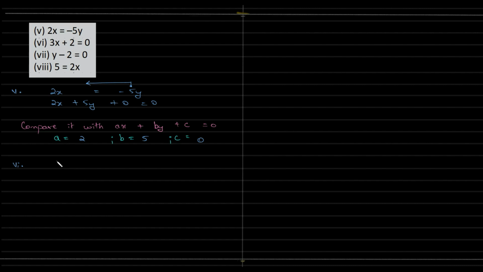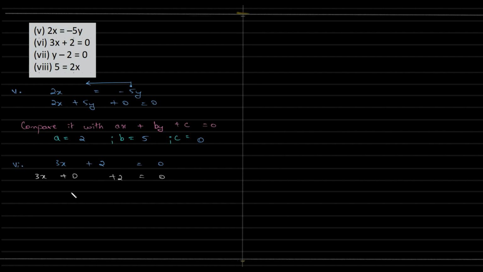Next is your 6th question. So the question is 3x plus 2 equal to 0. So again, we can't see y. Where is y? Even that is hidden in the form of 0. How? Well, I'll show you. We have 3x plus 2 being equated to 0. I'll just add 0. I can add 0, right? There's no issue at all.